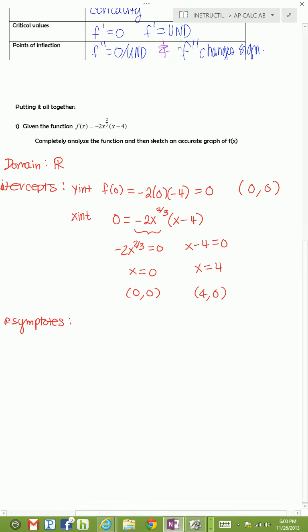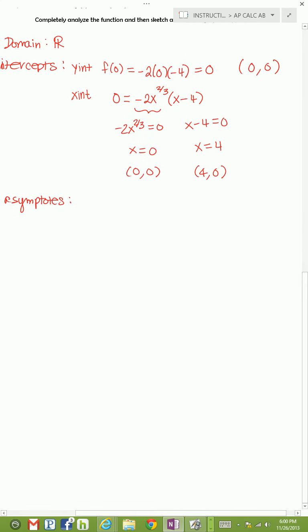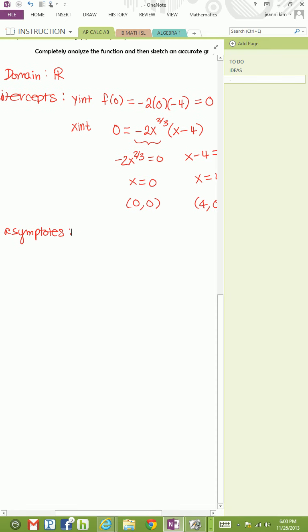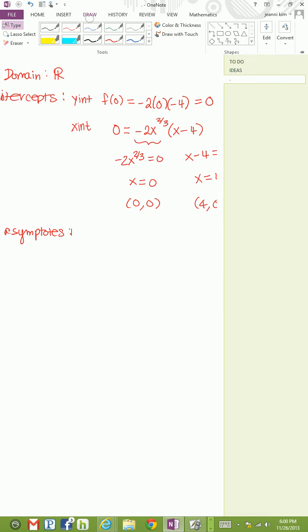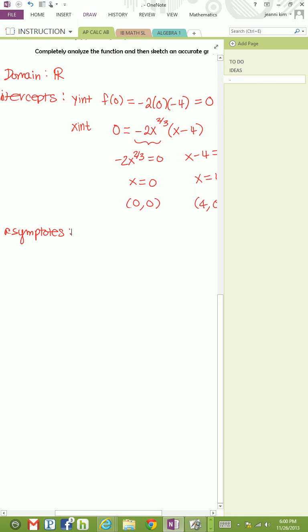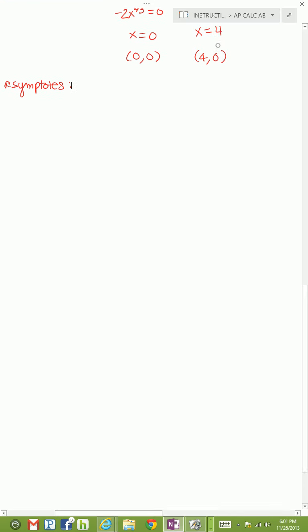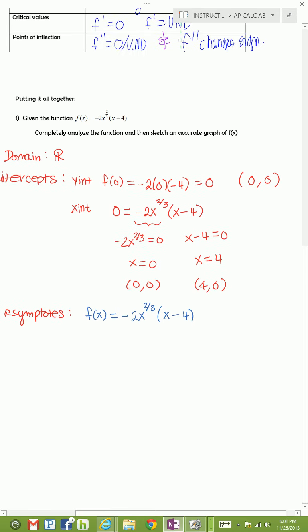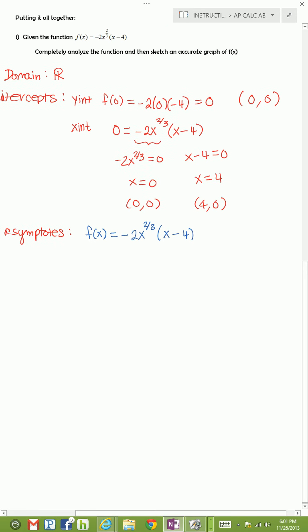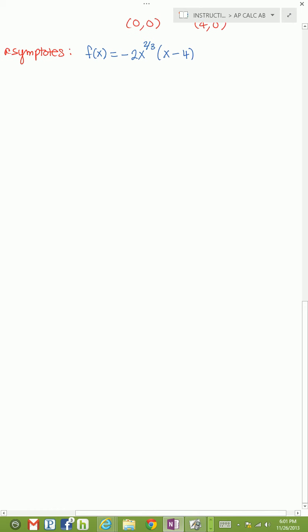Going back here real quick, looking at the function, -2x, I'm going to rewrite the function here. Let's see. And let's change color. Oopsie. Oh my lord. Alright, so my asymptotes. I get f of x is equal to -2 x to the 2/3 times (x minus 4) was the function. Let me double check that real quick. Alright, I did copy it properly. Sorry if I'm making you dizzy.